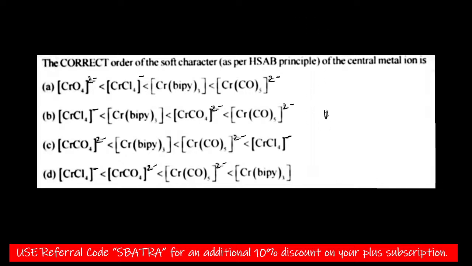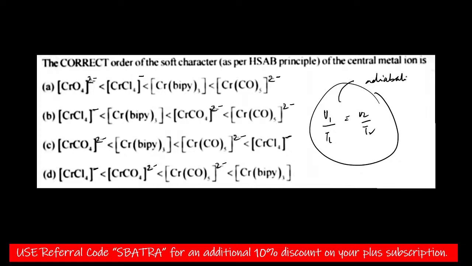V1 by T1 is equal to V2 by T2. Why can we not use this statement? Because this is not valid for the adiabatic case. In case of an adiabatic and reversible change, we have to use gamma.